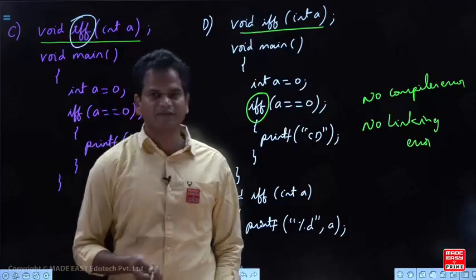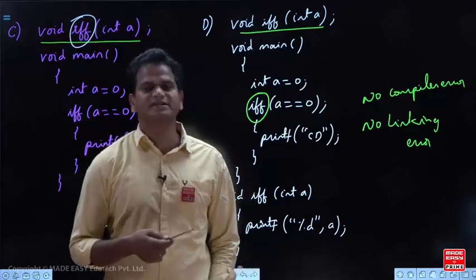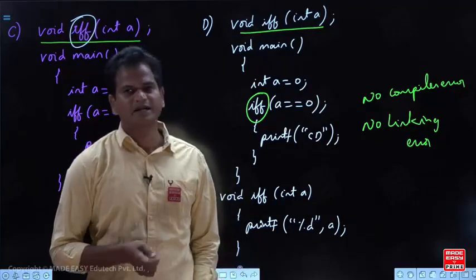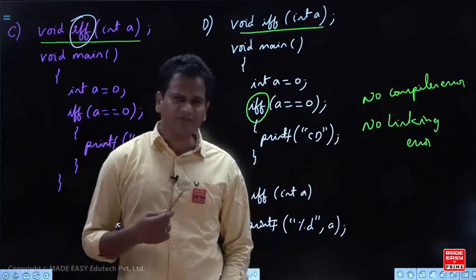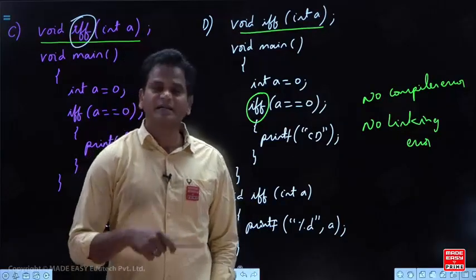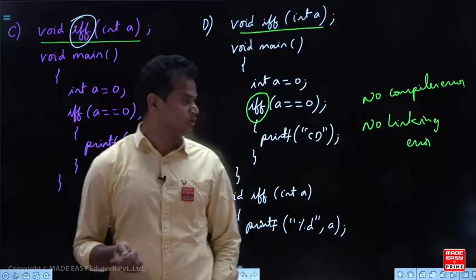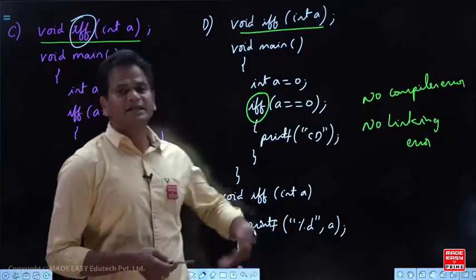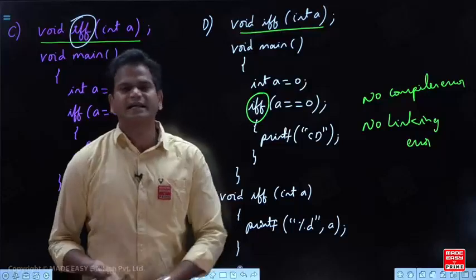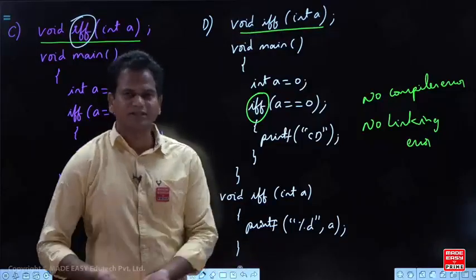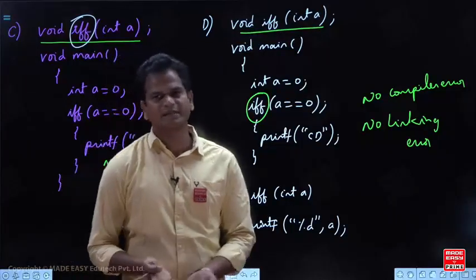Then it comes to the linking phase. In the linking phase, it will search for the definition of the function. If the definition is not available, then linking error. If the definition is there, then there is no linking error. Then what can be the error? No compile error, no linking error. It can be a runtime error. It can be a logical error. These errors can happen.